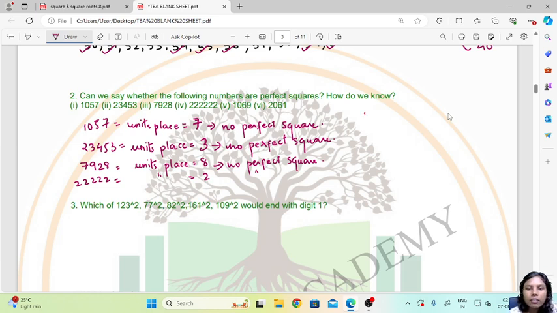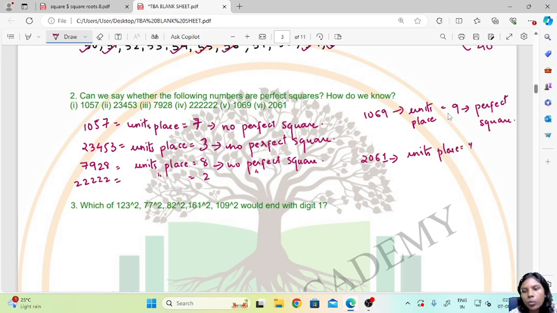Then 1069, units place here is 9, therefore it has a perfect square. Correct? And here 2061, units place is 1, therefore it has a perfect square.